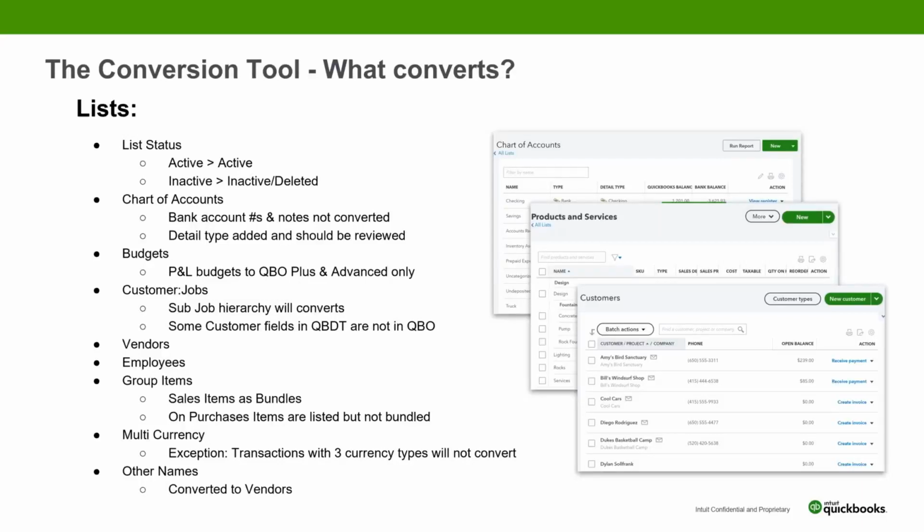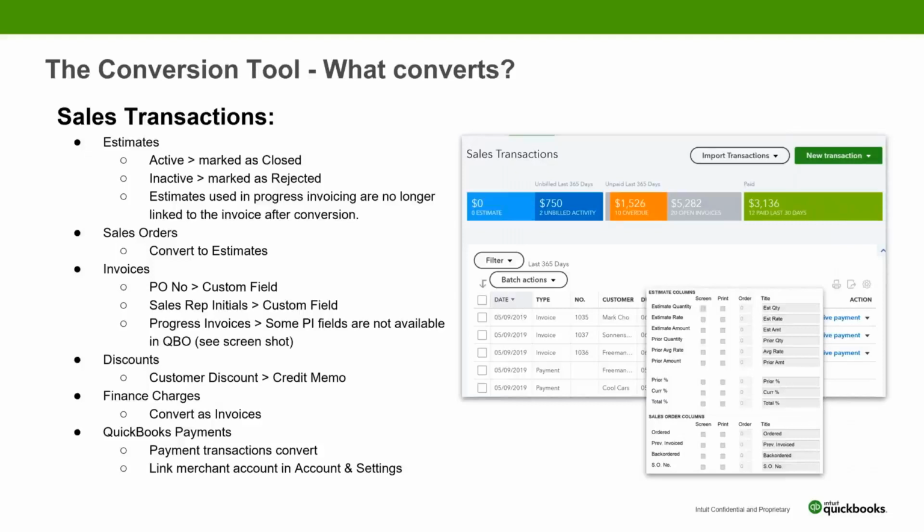Multi-currency does come over. However, if your client has any transactions with 3 currency types on a single transaction, they will not convert. And then other names, there is no other names list in QuickBooks Online. So all other names are converted to vendors. So you should really look through that other names list before you make that switch. Okay, so that's how lists come over. Now we're going to talk about sales transactions.